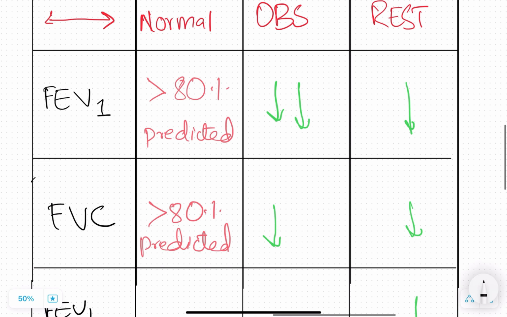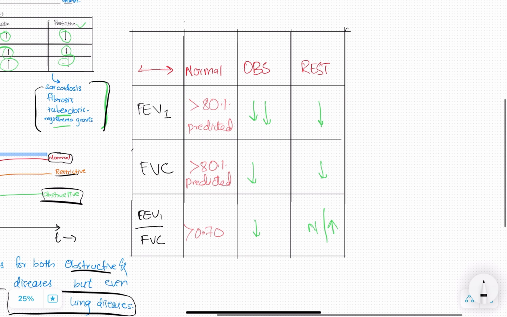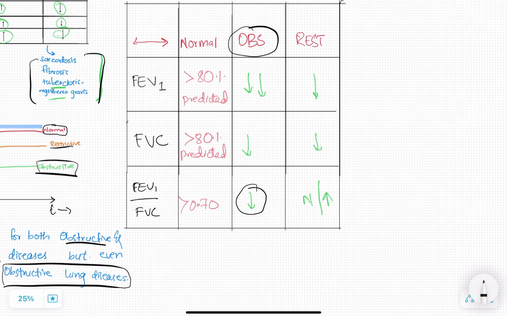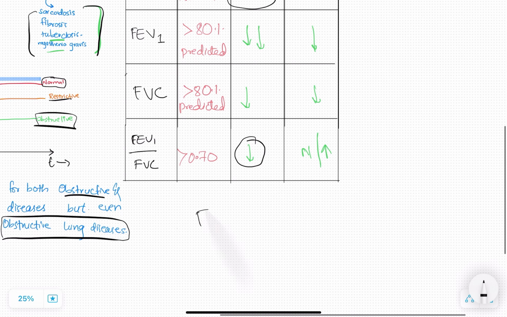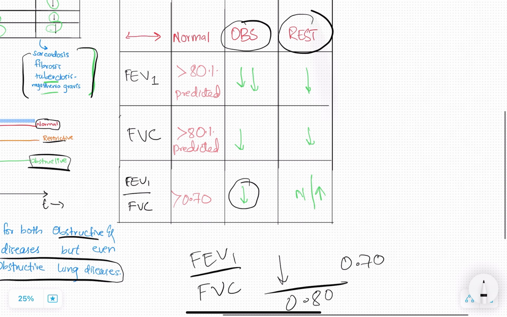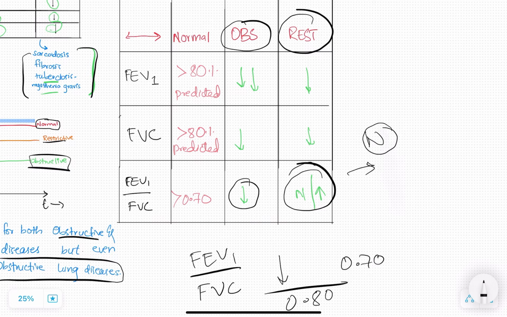Now, when a patient with obstructive lung disease appears in the questions, the patient would have an FEV1 by FVC ratio less than 0.80, or in some books 0.70. And when a patient with restrictive lung disease appears in front of you in your question, the FEV1 by FVC ratio is either normal or increased. So why is that?